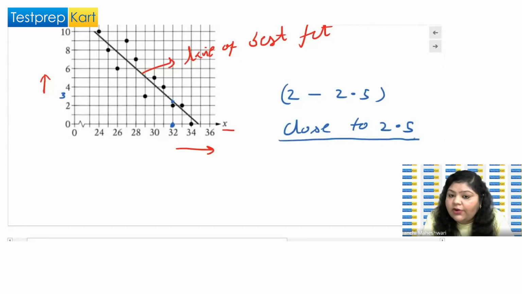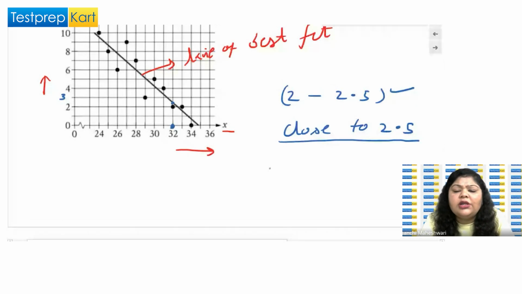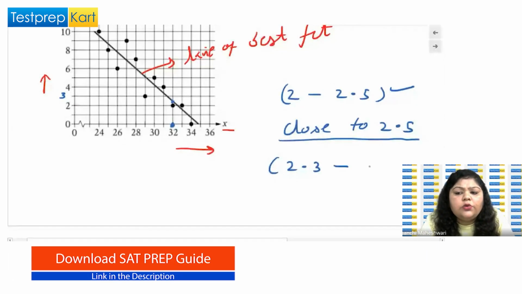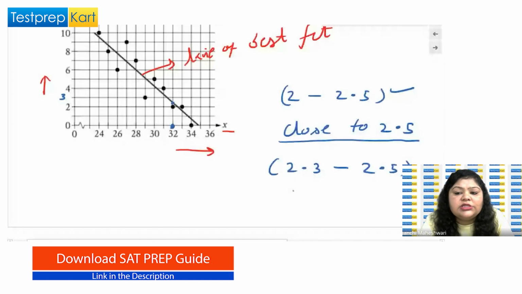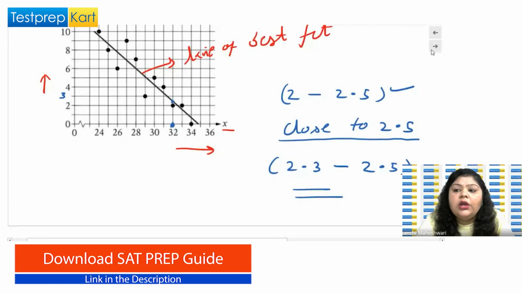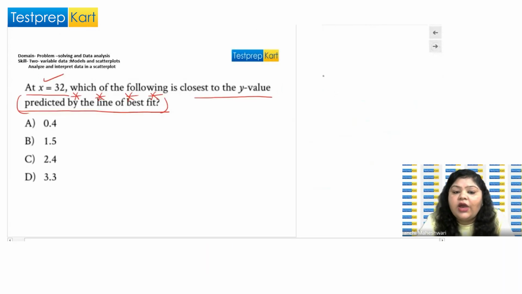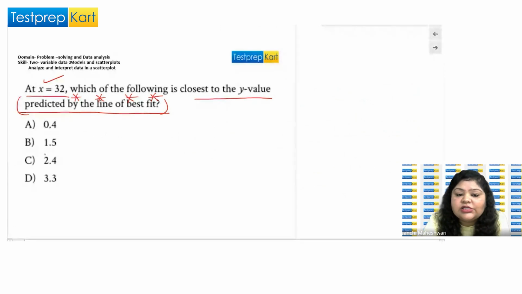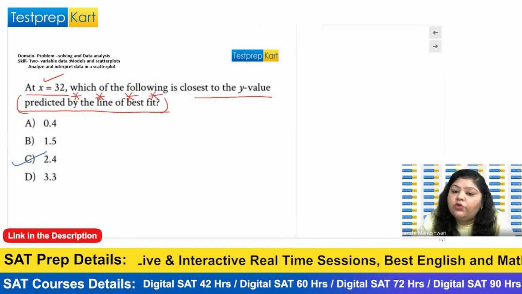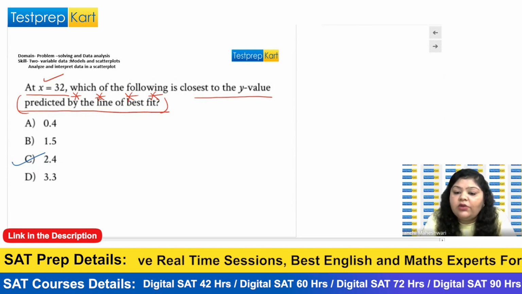Are you getting my point? Okay, now let's search. Do remember the value has to be between 2 and 2.5, and it has to be quite close to 2.5. So we can conclude it lies between 2.3 and 2.5, somewhere here. Now let's search for the option. Is there any option saying it is between 2 and 2.5, or maybe between 2.3 and 2.5? Of course, option C is saying the correct answer should be 2.4.